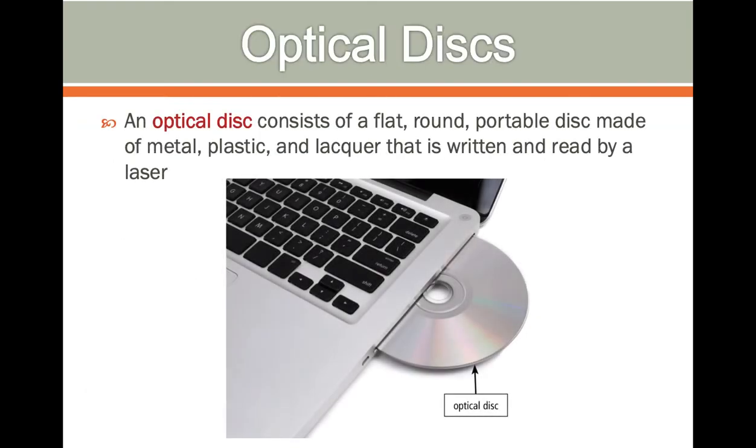Optical disc. What is an optical disc? An optical disc consists of a flat, round, portable disc made of metal, plastic, and lacquer that is written and read by a laser. So this is an example of an optical disc. But nowadays, I believe that most laptops don't have this optical disc reader anymore.